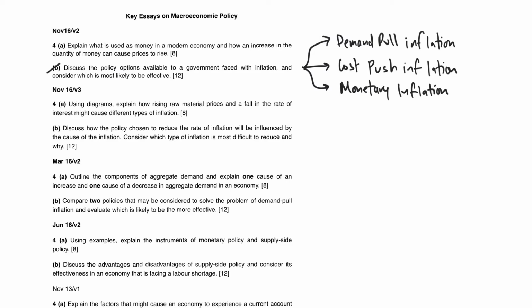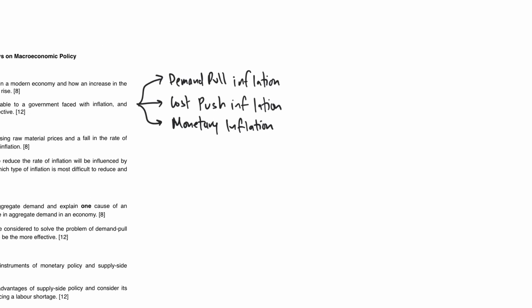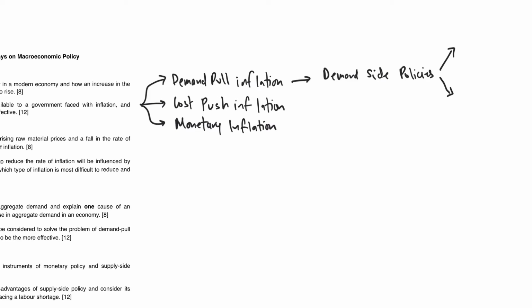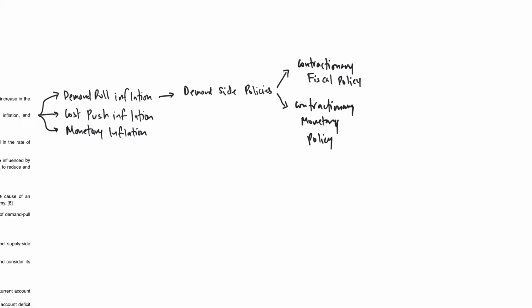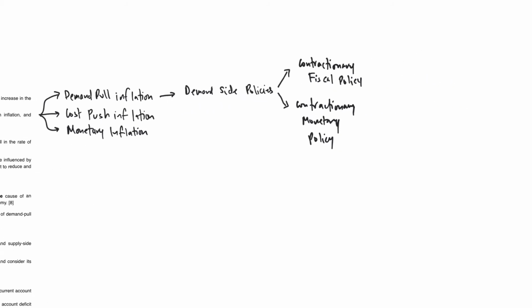Now, for demand pull inflation, we will use what we call demand side policies, which entails contractionary fiscal and contractionary monetary policy. So, contractionary fiscal policy has basically two tools. The first tool is to reduce government expenditure. Since aggregate demand is equal to C plus I plus G plus X minus M, when G goes down, AD goes down. And when AD goes down, this would result in the price level going down.